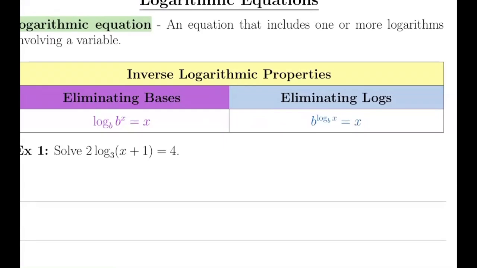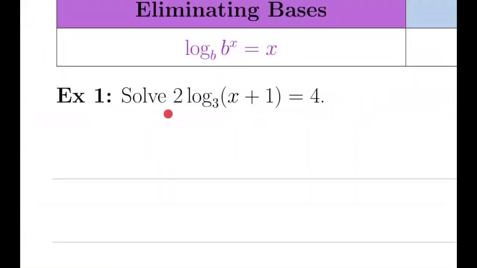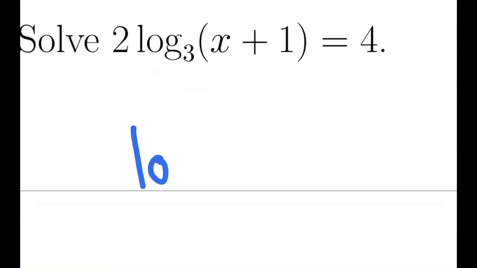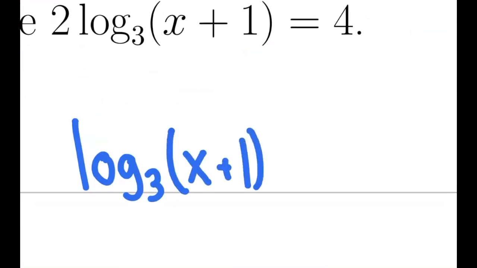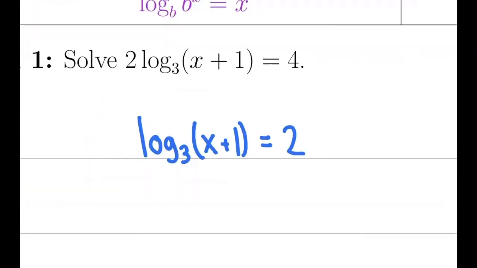So let's do an example of this. We have to solve this logarithmic equation. We need to figure out what x equals. The first thing we should do for this problem is deal with that 2. I want to get rid of that 2, so let me divide both sides of the equation by 2. When you do that, you're going to get log base 3 of x plus 1 equals 4 divided by 2, which is 2.